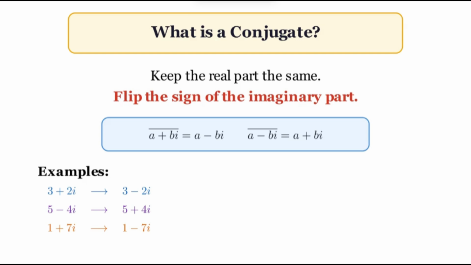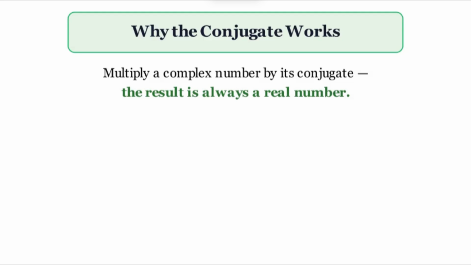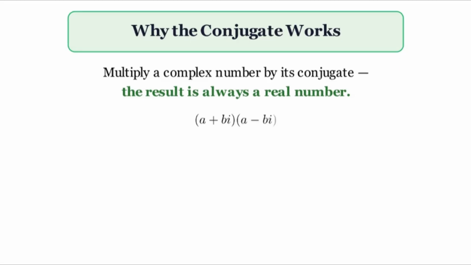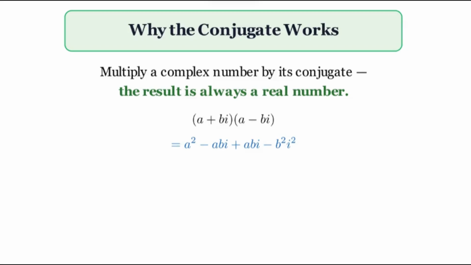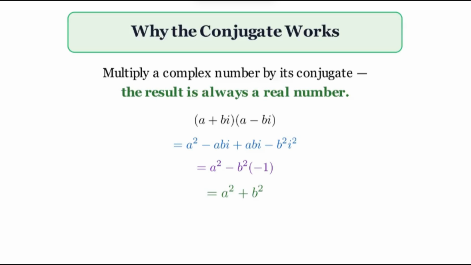Here is the key property that makes everything work. When you multiply a complex number by its conjugate, the result is always a real number. No i, no imaginary part. Watch: (a plus bi)(a minus bi) equals a squared minus abi plus abi minus b squared i squared, which equals a squared minus b squared times -1, which equals a squared plus b squared. The imaginary terms cancel out perfectly, every single time.